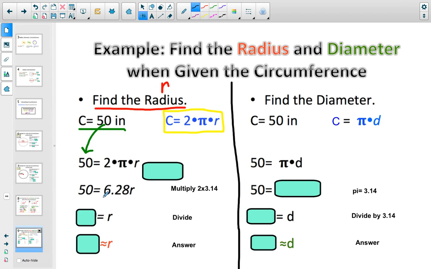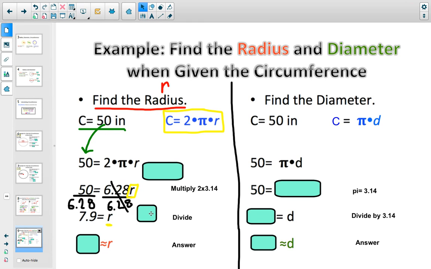The opposite of multiplying by 6.28 is dividing by 6.28. Now this cancels out, and whatever you do to one side, you have to do the other. So now we have 50 divided by 6.28. Okay, so by dividing, we now are able to isolate the r. So we have r by itself here. So 50 divided by 6.28 is 7.9.